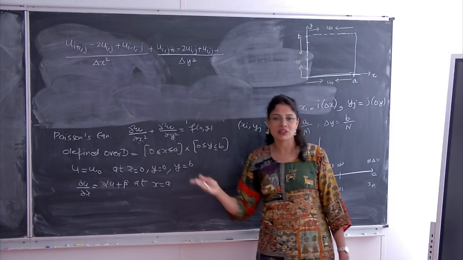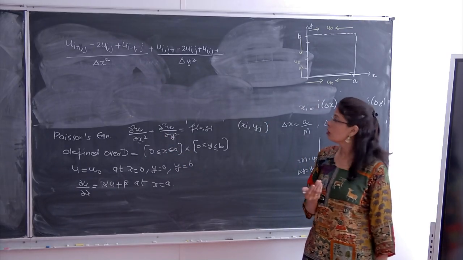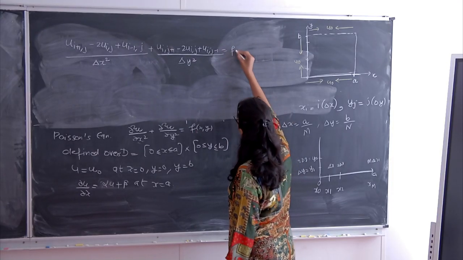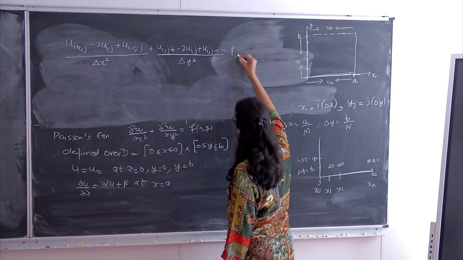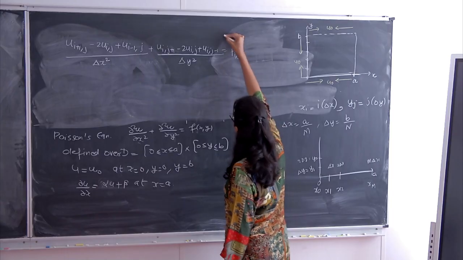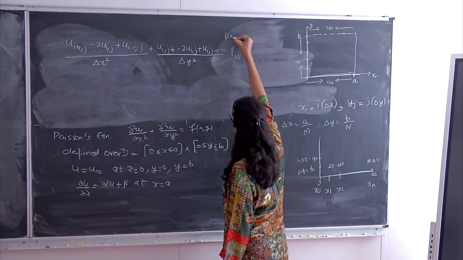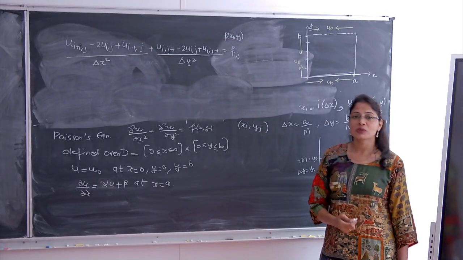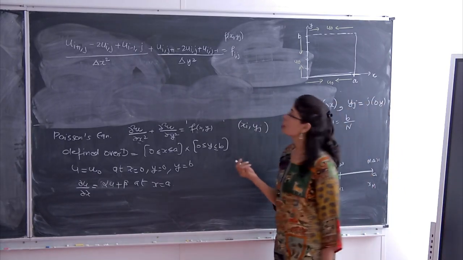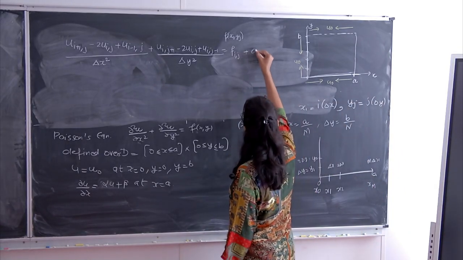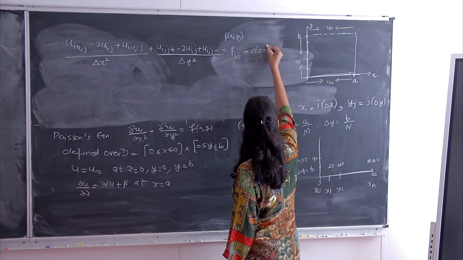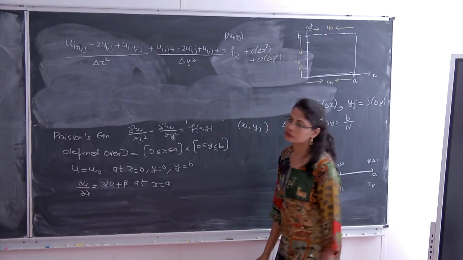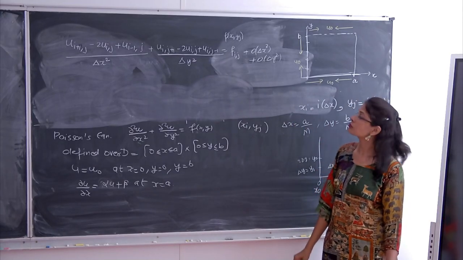In both places I am applying the central difference formula. You know that the central difference formula is a method of order 2. On the right hand side, I can write f_{ij}, which is just the function's value at x_i, y_j. Further, the truncation error term can be written as order of delta x square plus order of delta y square.